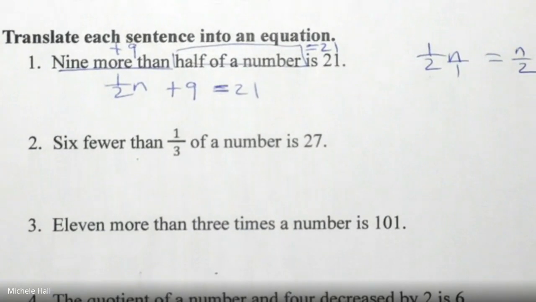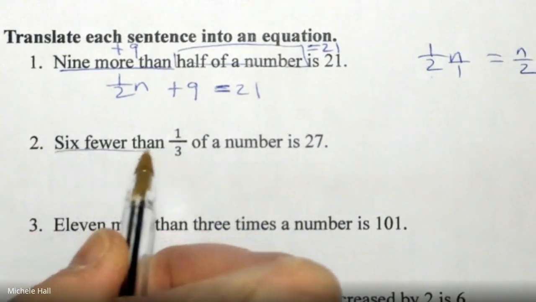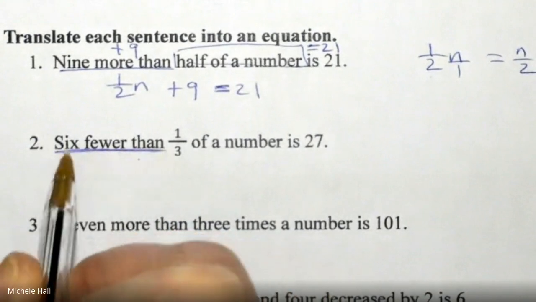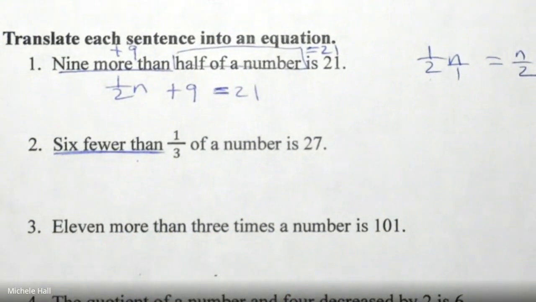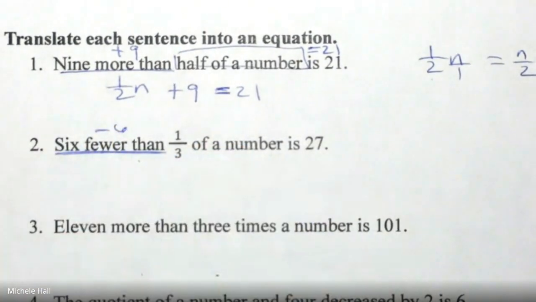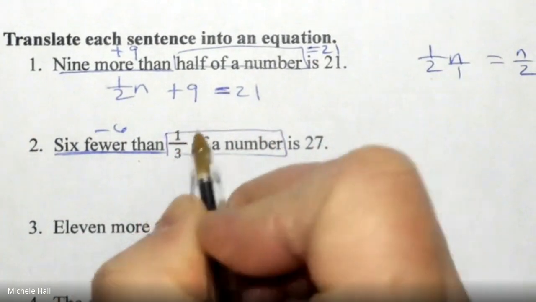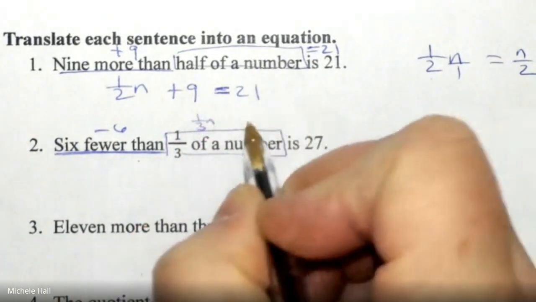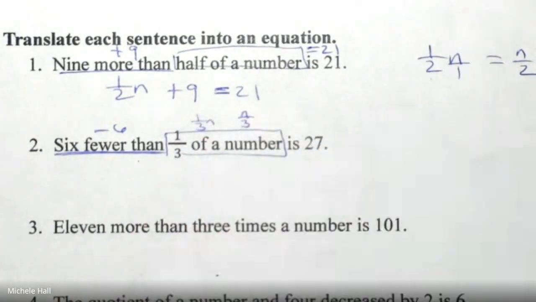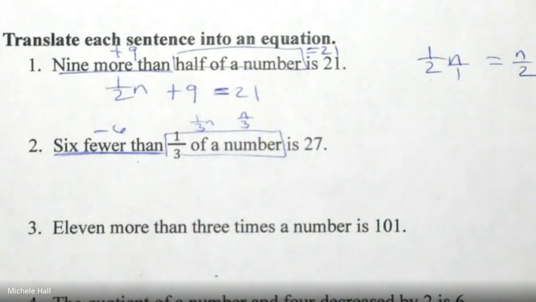6 fewer than a third of a number is 27. What does it mean to be 6 fewer than? Is that 6 minus or minus 6? It's minus 6, 6 fewer than. And then 1/3 of a number can be 1/3 times the variable, or it can be the variable being divided by 3. Either one. 1/3 of a number or a number divided by 3.